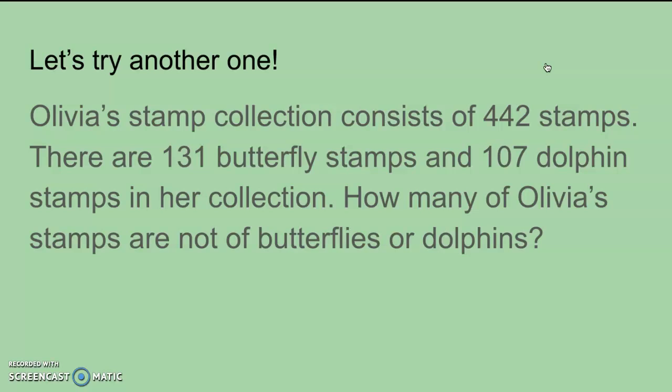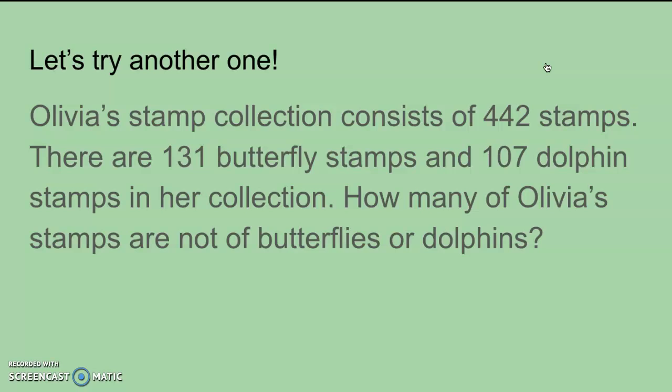Olivia's stamp collection consists of 442 stamps. There are 131 butterfly stamps and 107 dolphin stamps in her collection. How many of Olivia's stamps are not of butterflies or dolphins? So this is a two-step problem. We know that altogether she has 442 stamps. And out of those 442, she has 131 butterfly stamps and 107 dolphin stamps. I want to know how many stamps are not butterflies or dolphins.